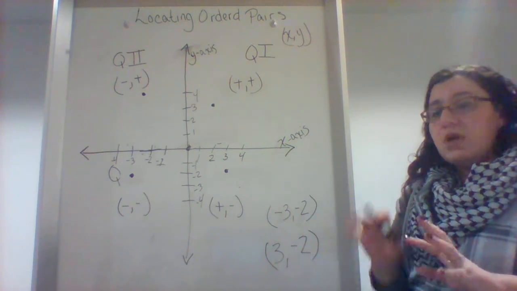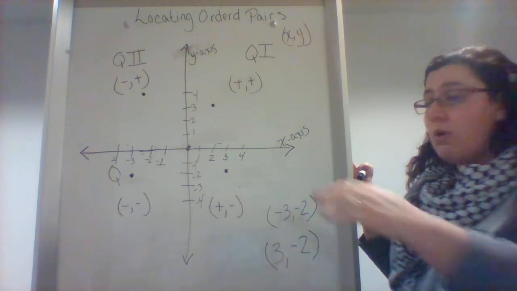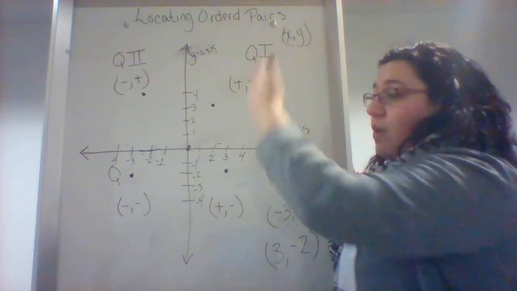So that's it for locating ordered pairs. Remember, it's always x before y. You always have to go across on the x-axis before you go up or down on the y.